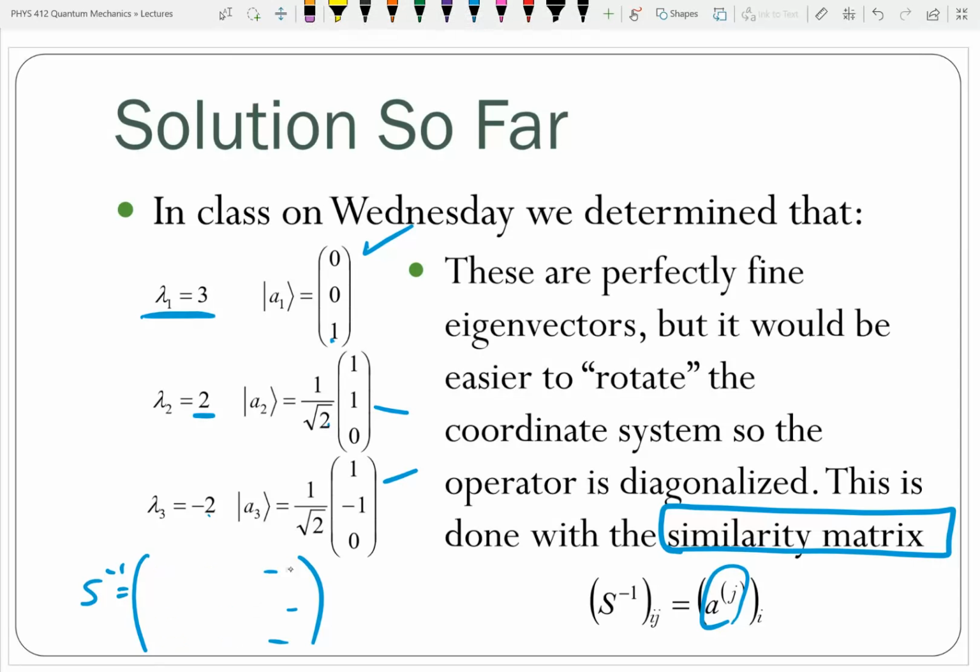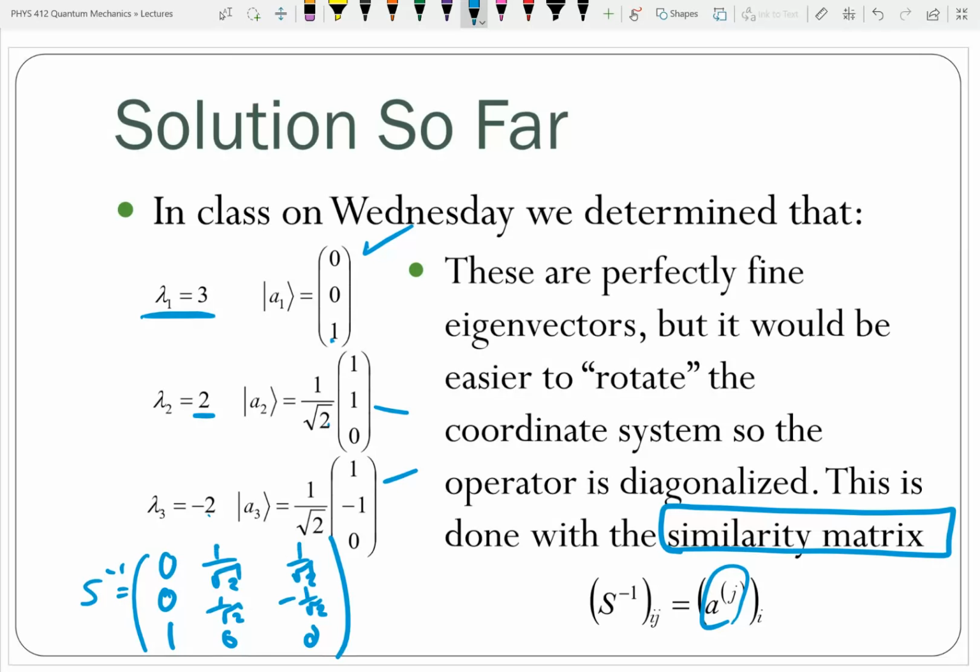My similarity matrix is just going to be A1, which is 0, 0, 1. A2, notice the 1 over square root 2, I have to put that in now: 1 over root 2, 1 over root 2, and 0. And then A3: 1 over root 2, minus 1 over root 2, and 0. That's not hard to make. All that requires is that you just take your column vectors and you slam them together to make a square matrix.